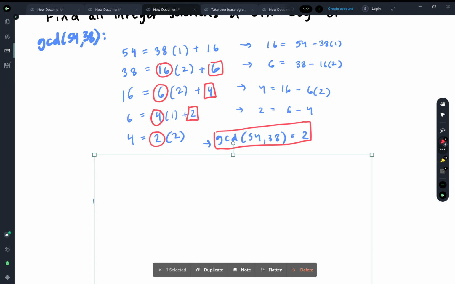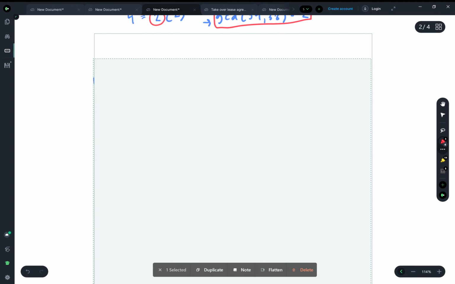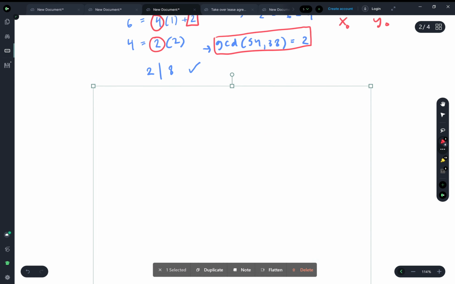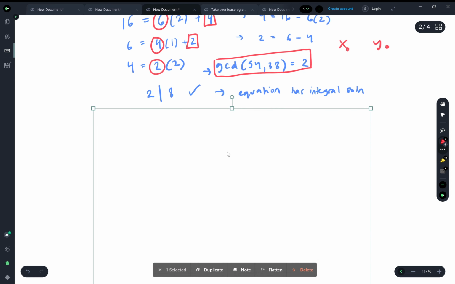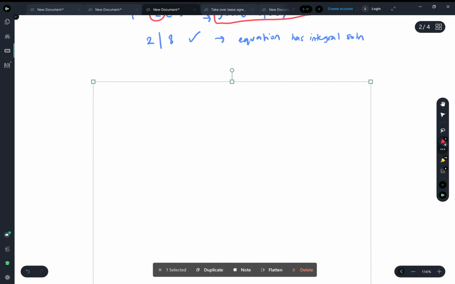Now we can move on to the next step, which is actually trying to solve for x naught and y naught. And to do that, we need to use linear combinations. Here I'm just showing that 2 divides 8, which means our equation has an integral solution. So now let's move on to solving for x naught and y naught.